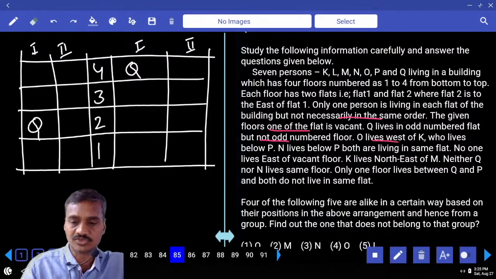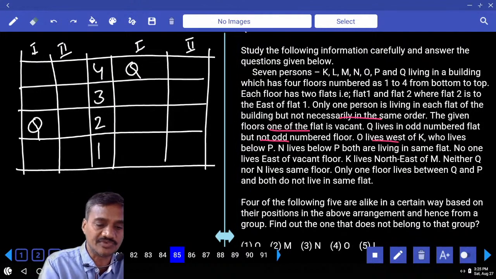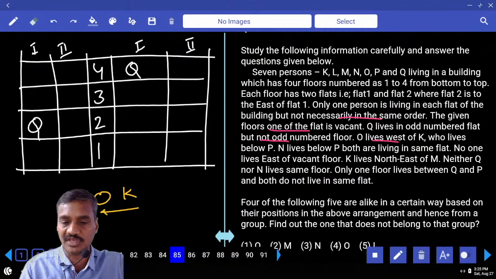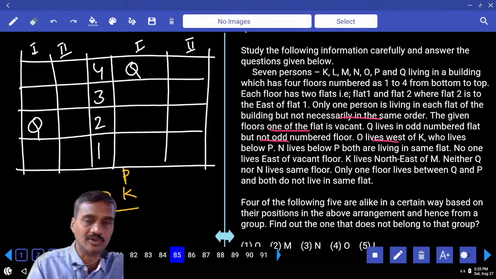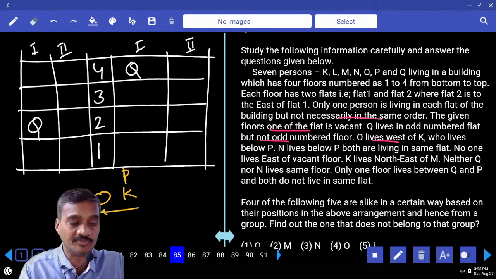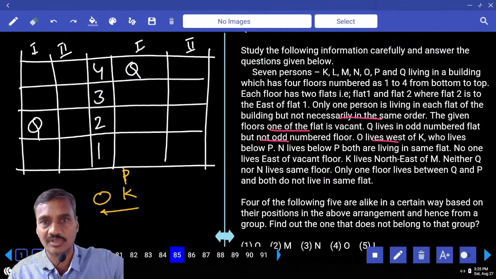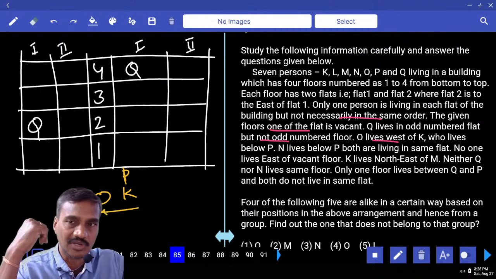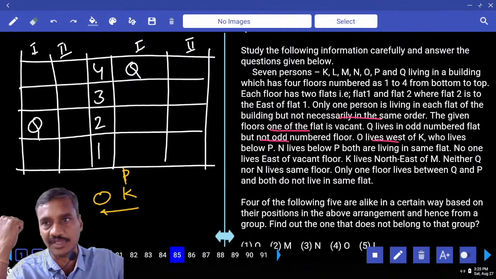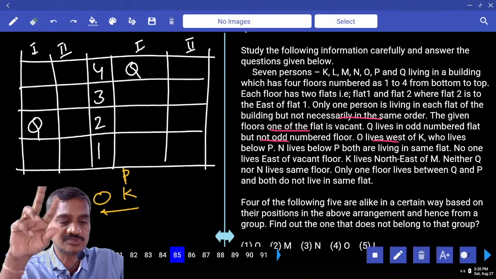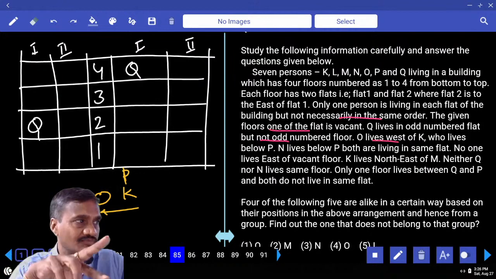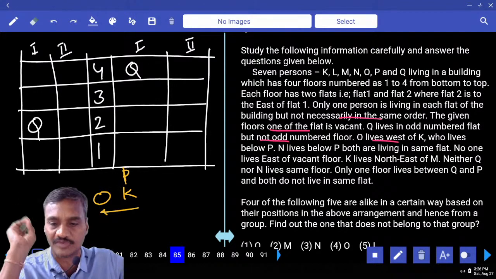Then next one. And O lives to the west of K. O is to the west of K means O and K must be like this. K who lives below P. Now this K is living below P. As K is living below P, whether this P is in the first flat or second flat, that is not known. But whereas this P is living on the above floor of this K. K konna 5 floor lone aithe unnadu. Immediate ani kuda ivvaledu. But whether these two K and P are living in the same flat or different flat, that is not known as of now.